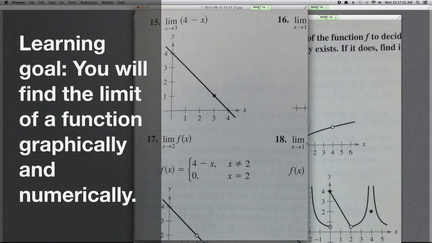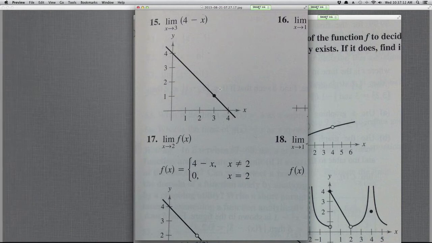As you guys have seen, we're going to look at finding limits graphically and finding limits numerically using our calculator. If you want to follow along, the graphical limits we look at to begin with are going to come out of your book. This is a picture from your book.